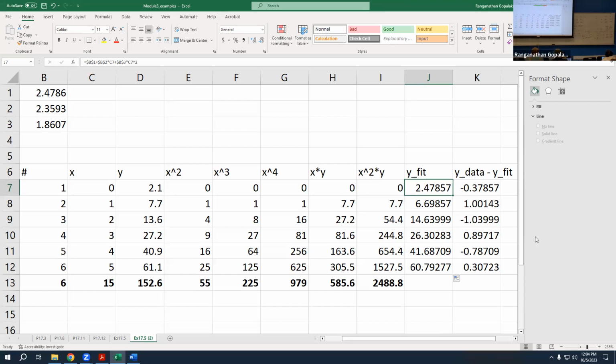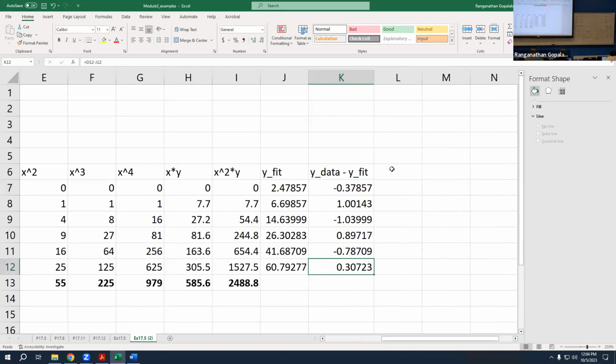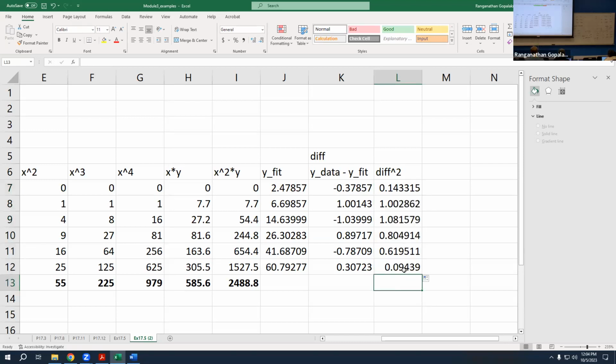You have up to this K7 through K13 values ready. So next what you do is, we'll call this difference, and then you do difference squared. Just square the value that you have here. Square it, and then compute the sum of that difference, or sum of the difference squared, 3.74.